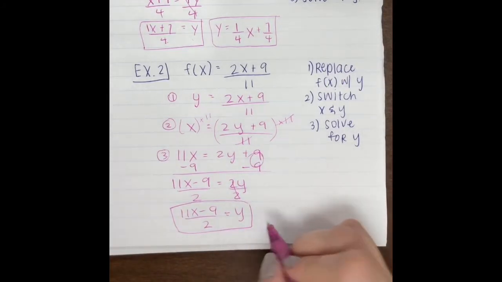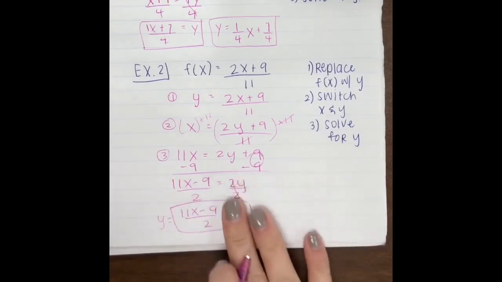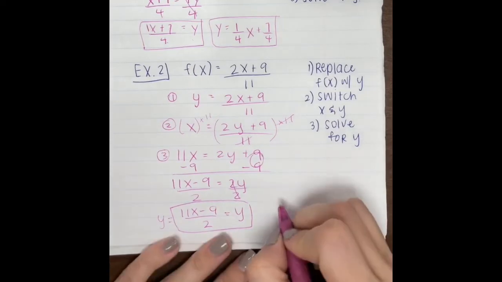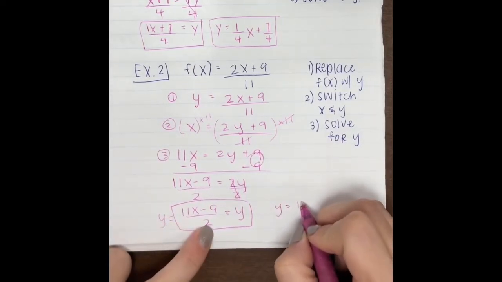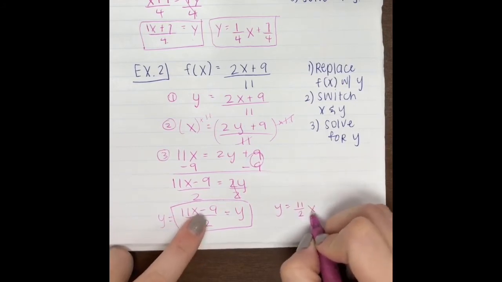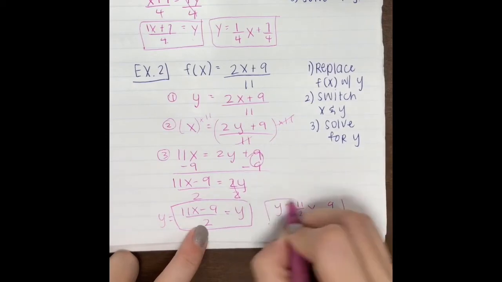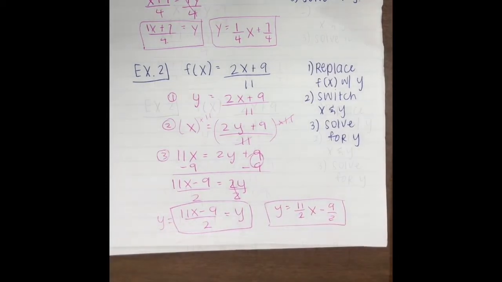Okay? The other way you could write it, or it's the same thing if you put y equals on this side. Okay? Doesn't matter which side y equals is on. So I could say y equals, we have 11 over 2, x minus 9 over 2. Means the exact same thing. Either way is perfectly fine to write it.